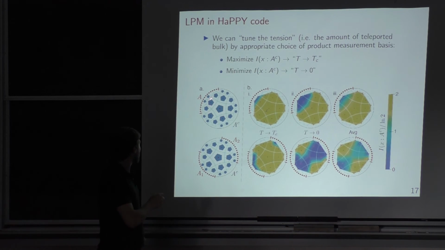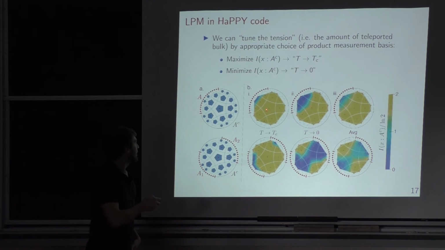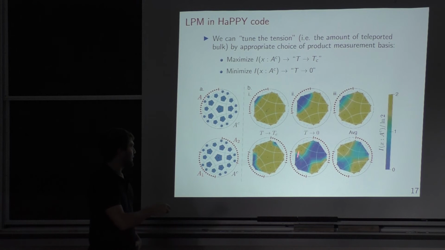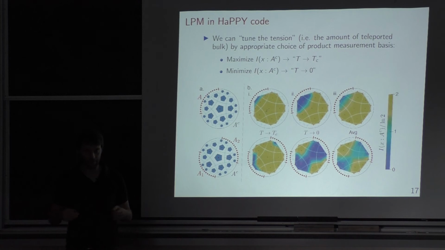Now, these are two different setups. In one case, we measured one subregion, and in another case, we measured a disconnected subregion like we did in holography. And you see that if you maximize this mutual information, you seem to get something like a critical tension brane. If you minimize it, it seems like you can just disconnect the two remaining bulk regions. On average, it looks like the zero tension case is more likely. This is an average over measurement bases.